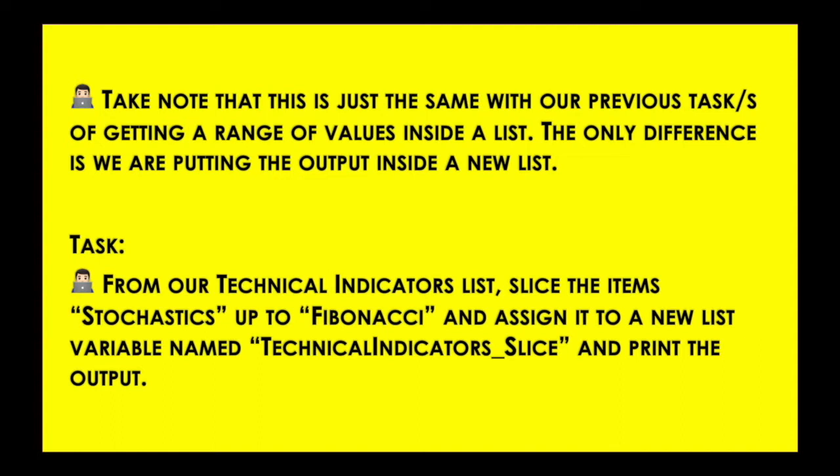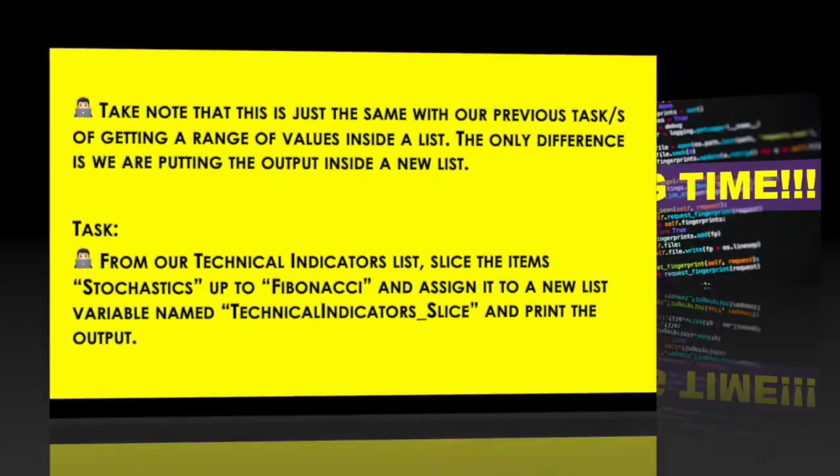Okay, for our task from our technical indicator list, I hope you're still familiar with this one, and I hope you are saving what we are doing here in your Jupyter notebook at your local storage. Slice the items stochastics up to Fibonacci. So meaning the list of indicators from stochastics going to Fibonacci, we should slice them and assign them to a new list variable named technical_indicators_slice and print the output. Okay, so without further ado, let's start our coding, and now we can open our Jupyter notebook.